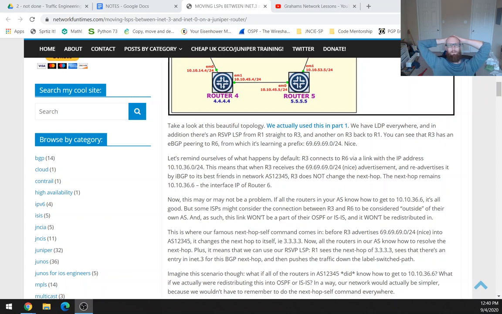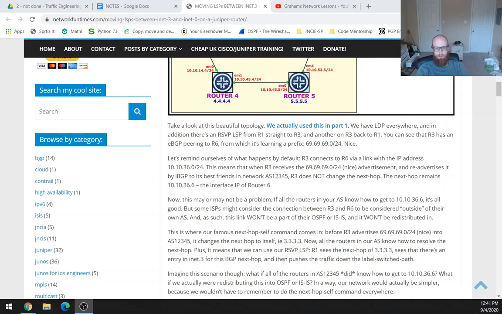Take a look at this beautiful topology. We actually used this in part 1. We have LDP everywhere, and in addition there's an RSVP LSP from R1 straight to R3, and another from R3 back to R1. You can see that R3 has an eBGP peering to R6, from which it's learning a prefix, 69.69.69.0/24. Nice.